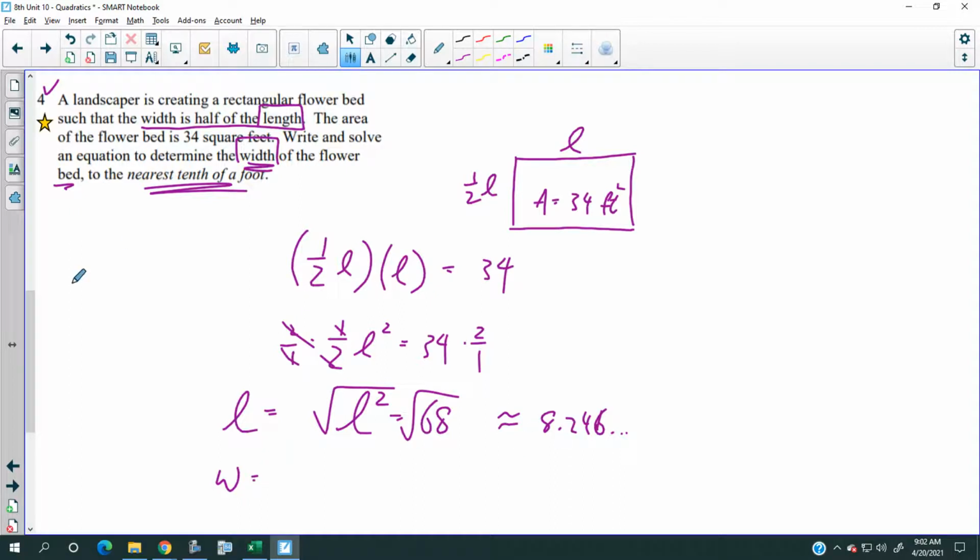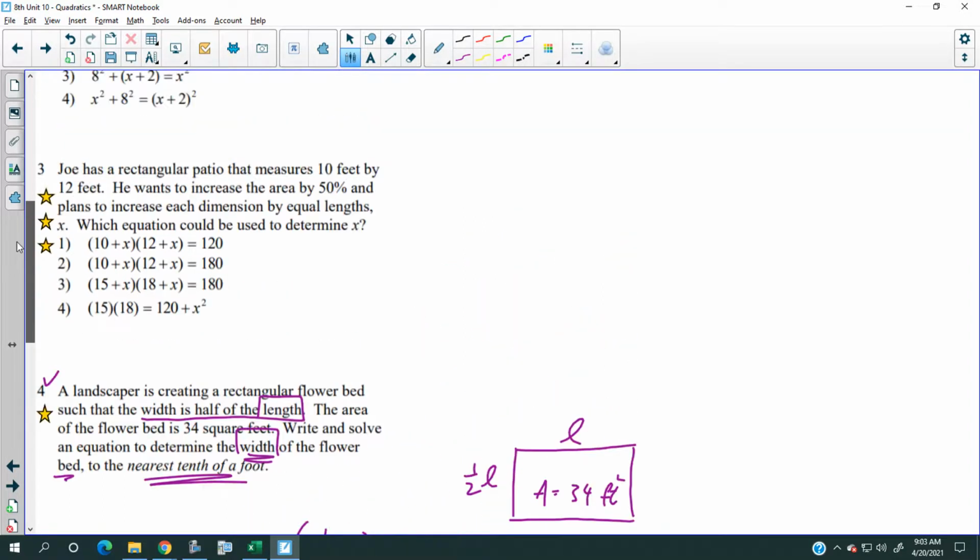So you just got to keep track of that. I divide this by 2. The width is approximately 4.123, which means, since we're rounding to the nearest tenth, 4.1 what? 4.1 feet. Okay, got that? All right, good, good. All right, now let's go to the 2-star question.